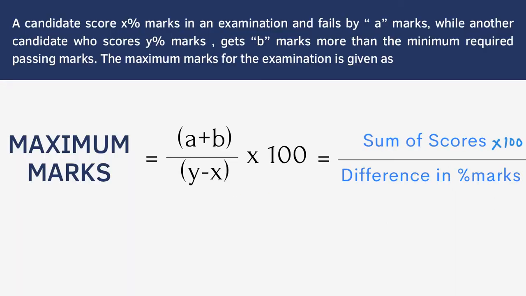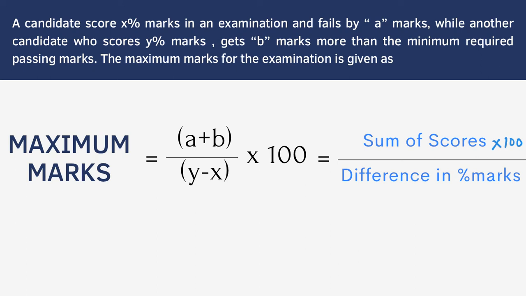Let's see this concept. The concept is saying a candidate scores X percentage marks in an examination and fails by A marks, while another candidate who scores Y percentage marks gets B marks more than the minimum required passing marks. The maximum marks of the examination is given as, so this is our maximum marks.